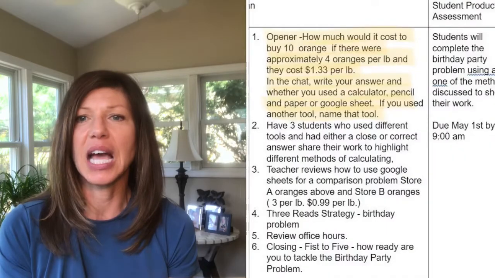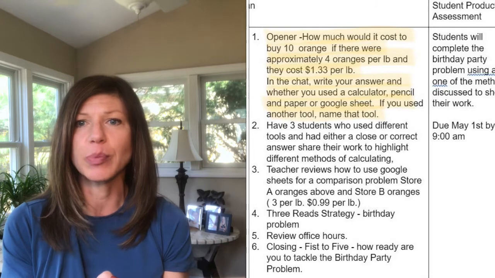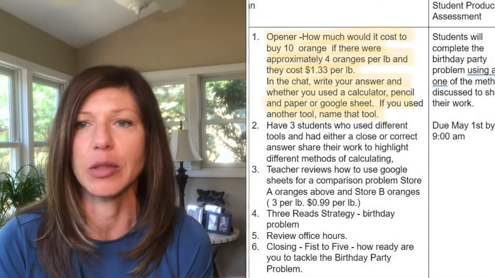In my lesson plan, I'm planning my opener that gives them a little bit of a taste of the type of math that they're going to do in the birthday party problem. So I'm asking, how much would it cost to buy 10 oranges if there are approximately 4 oranges per pound and they cost $1.33 per pound?